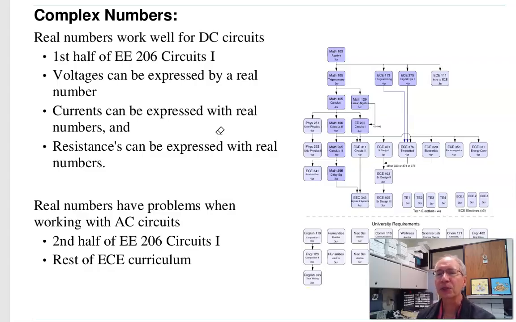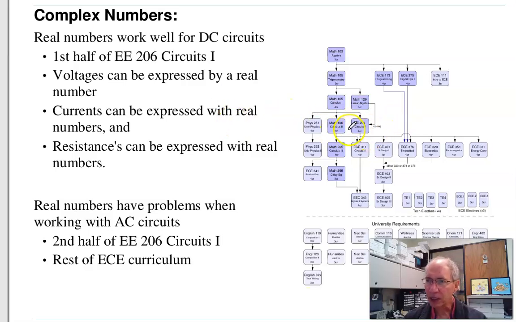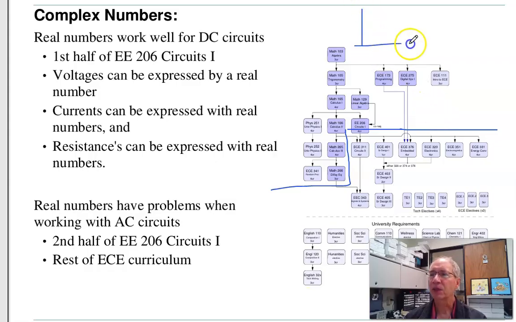This leads us into complex numbers. Now, for most of the curriculum, to right about here, we deal with real numbers. Real numbers work fine for DC signals. Like if I have a 9-volt battery, if I plot time versus voltage, the voltage out of a 9-volt battery is just 9 volts constant. To mathematically describe the signal, I can just use the number 9. Real numbers work just fine for DC signals. If I have currents, the current's just a constant, a real number represents that. Up through here, you do DC analysis.